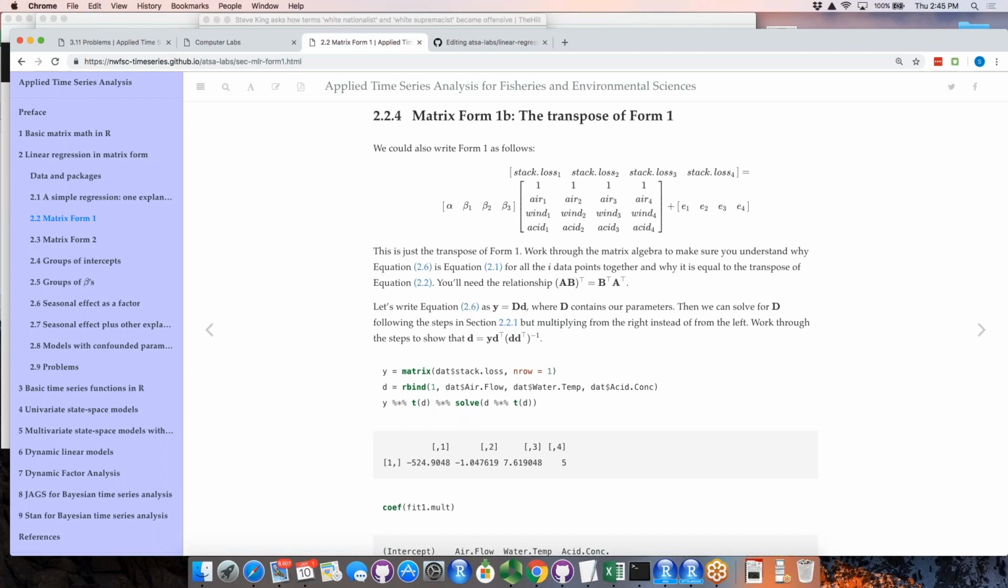If we did the matrix multiplication, it would still work out. It's still the same linear regression, we've just switched things around a bit. Now we take this column and multiply it by that matrix, so we get stack loss 1 is equal to the intercept, air 1 times beta 1, wind 1 times beta 2, plus beta 3 times acid 1. And that's the linear regression model again. It looks really different, but we've just moved things around a bit. It's still the same model.